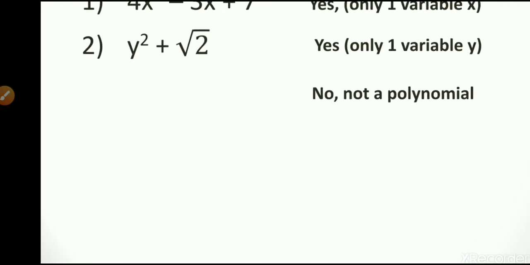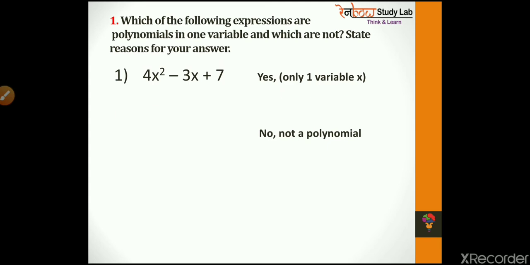Okay, first we'll try to solve question number 1. Which of the following expressions are polynomials in one variable and which are not? So there will be a few questions coming up here. You need to understand which of them are polynomials, and also they should have only one variable. One variable means only one alphabet must be there, not more than one. But that one variable can be repeated.